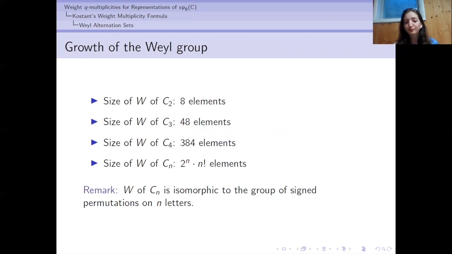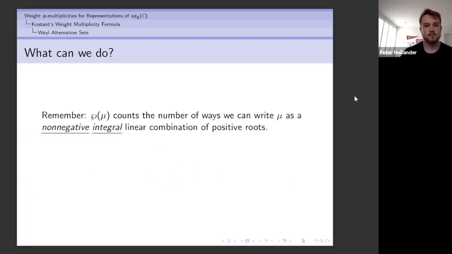And also in general, the Weyl group is isomorphic to the group of sign permutations in n letters. So we are working with the Lie algebra of type C3, so we only have 48 elements to worry about. So it's not as bad as it could be, but it's still a lot, especially when we remember that we are summing over the elements of the Weyl group. So our multiplicity formula is a sum of 48 terms. Now I'm going to pass it off to Peter, who is going to talk a little bit about what we can do about the Weyl group being so large.